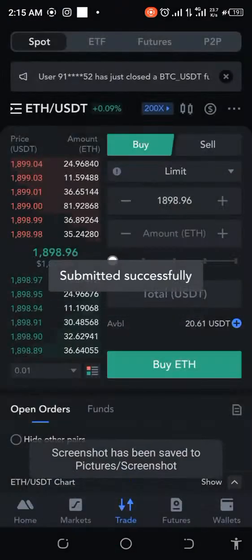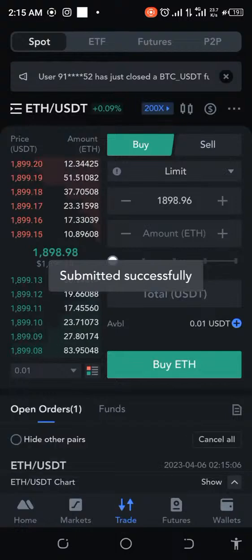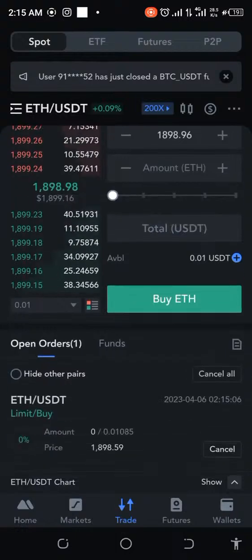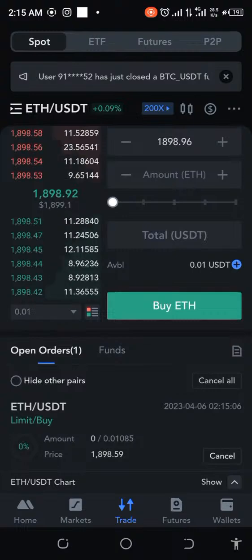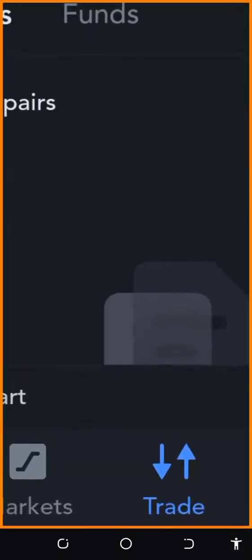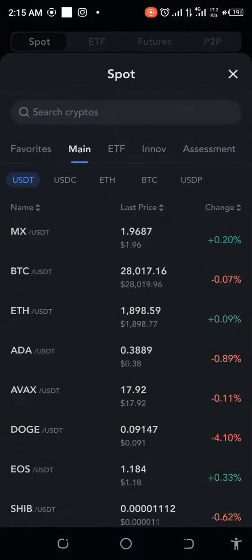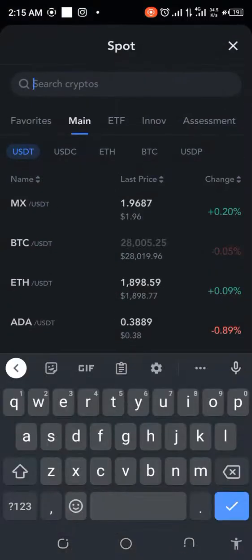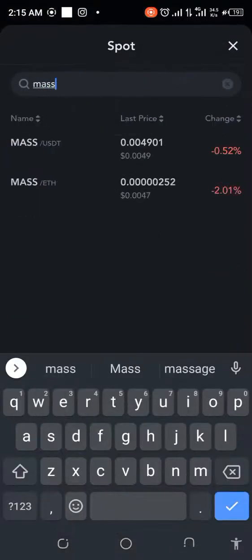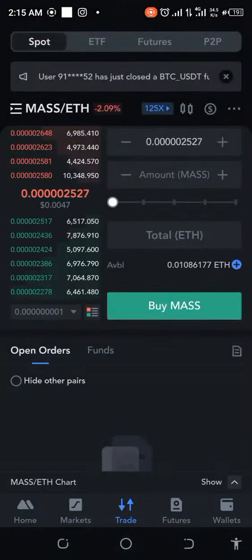Okay, and I guess, oh, we're actually in the queue. Why are we in the queue? I thought, oh, good, it sold. It sold immediately. Okay, so now that it's sold immediately, let's quickly go over to our mass ETH. Okay, mass ETH. That's what we want to buy right now.